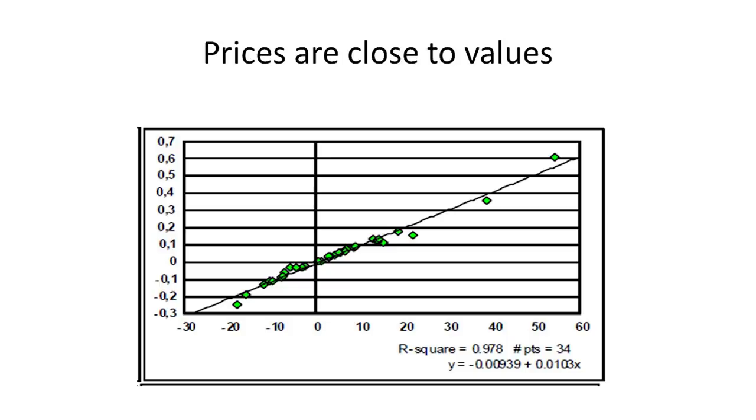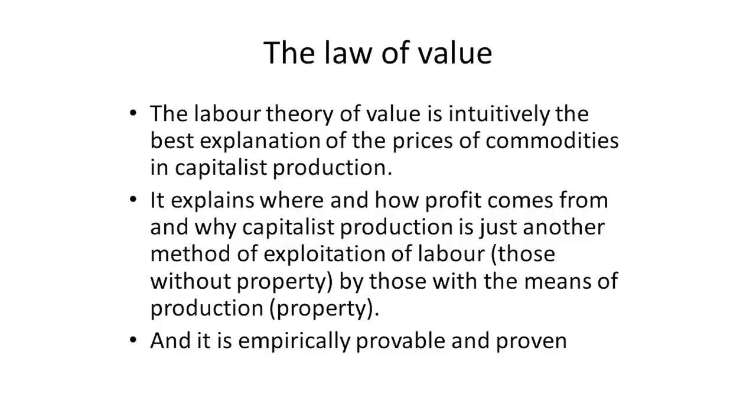If prices and values are more or less the same, therefore not like the Antiques Roadshow, then the line should be the direct red, black line right across there. And those points are the different sectors of the economy, and they show that it's pretty close, prices are pretty close to values. So there is the law of value. Labour's theory of value is intuitively the best explanation of the prices of commodities and capitalist production. It explains where profit comes from, and it's empirically provable and proven.